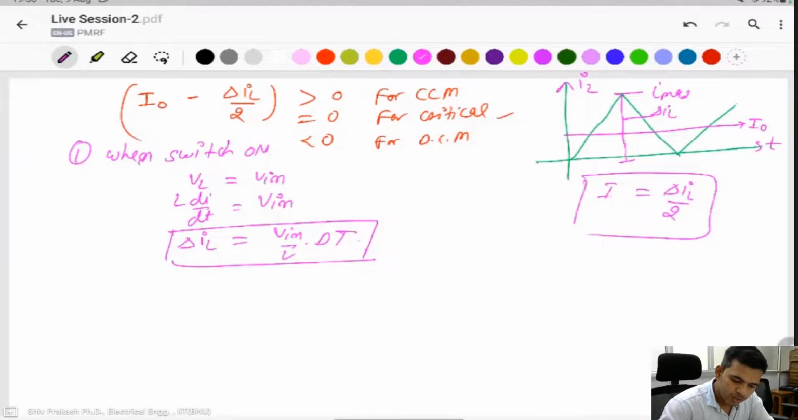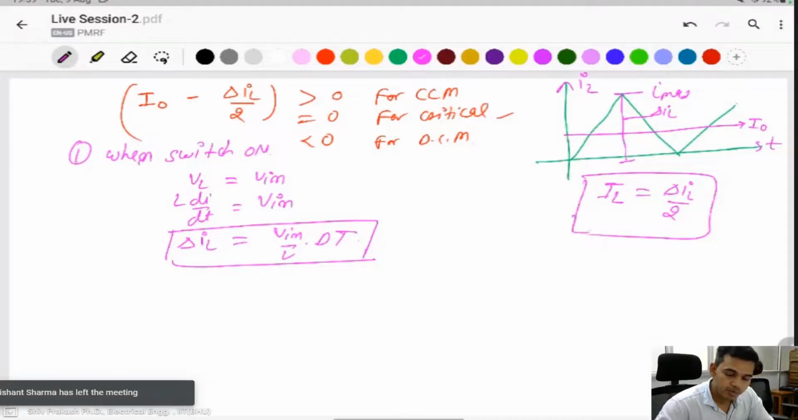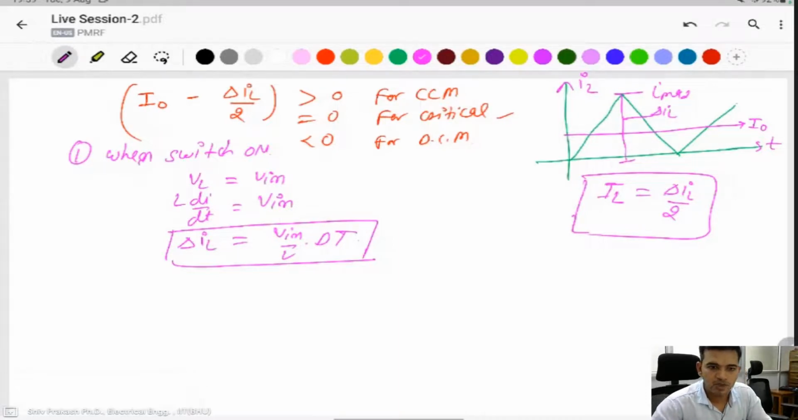Sorry, this is not IL for boost converter, this is I naught for the buck converter. So IL for the boost converter is actually the average current of the inductor. Because of the boost converter, the average inductor current is not equal to the output current. In buck converter, the average inductor current is equal to I naught current. That's why I wrote only IL.